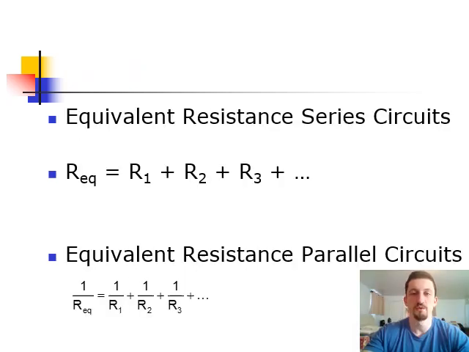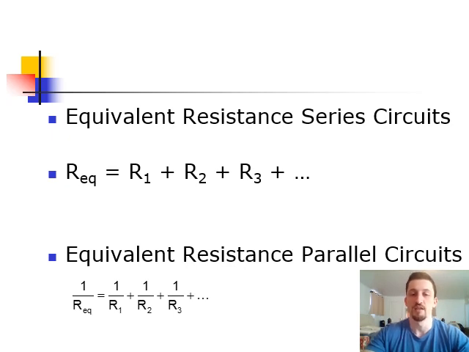Alright, and so before we finish up here, I just want to look back at these two formulas that we got in this PowerPoint. Basically, these are the two new formulas that we have, and it's for the equivalent resistance in series circuits and the equivalent resistance in parallel circuits. So if you remember, for a series circuit, the equivalent resistance is equal to the sum of all the individual resistances, or R equivalent is equal to R1 plus R2 plus R3, and so on.